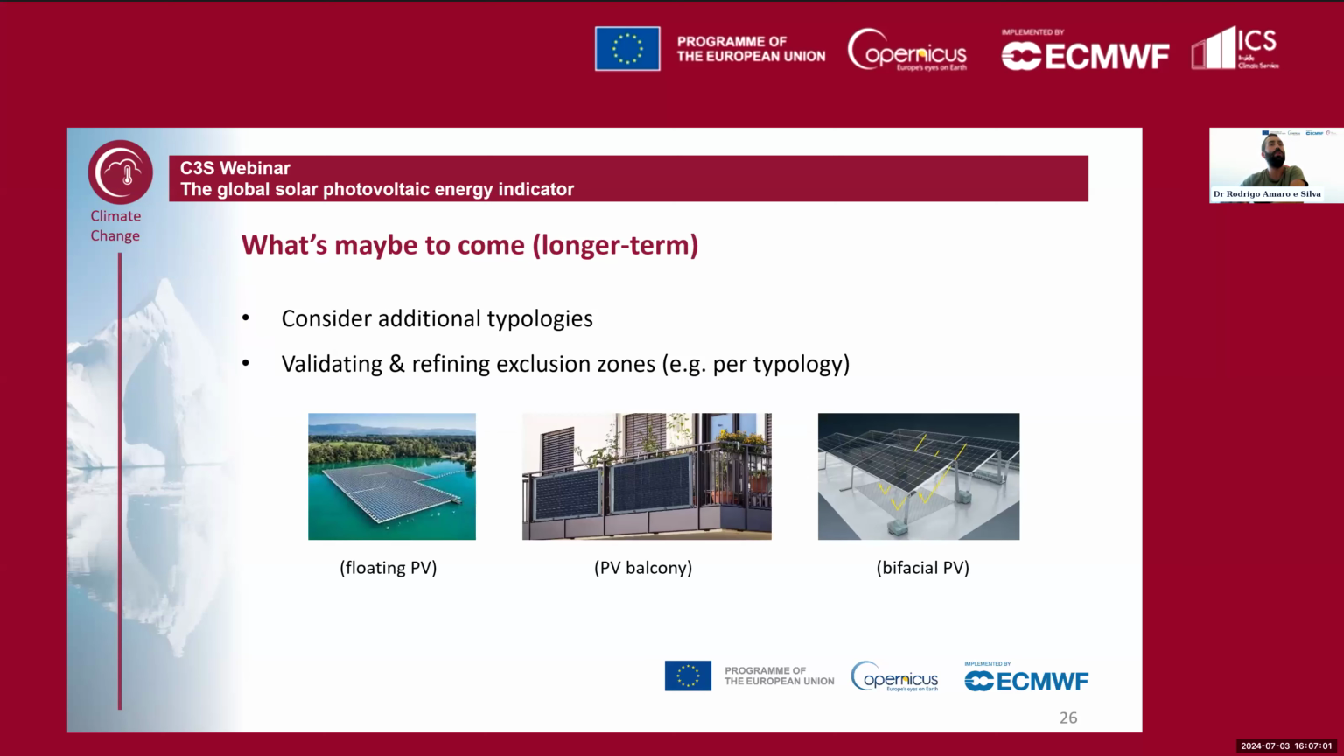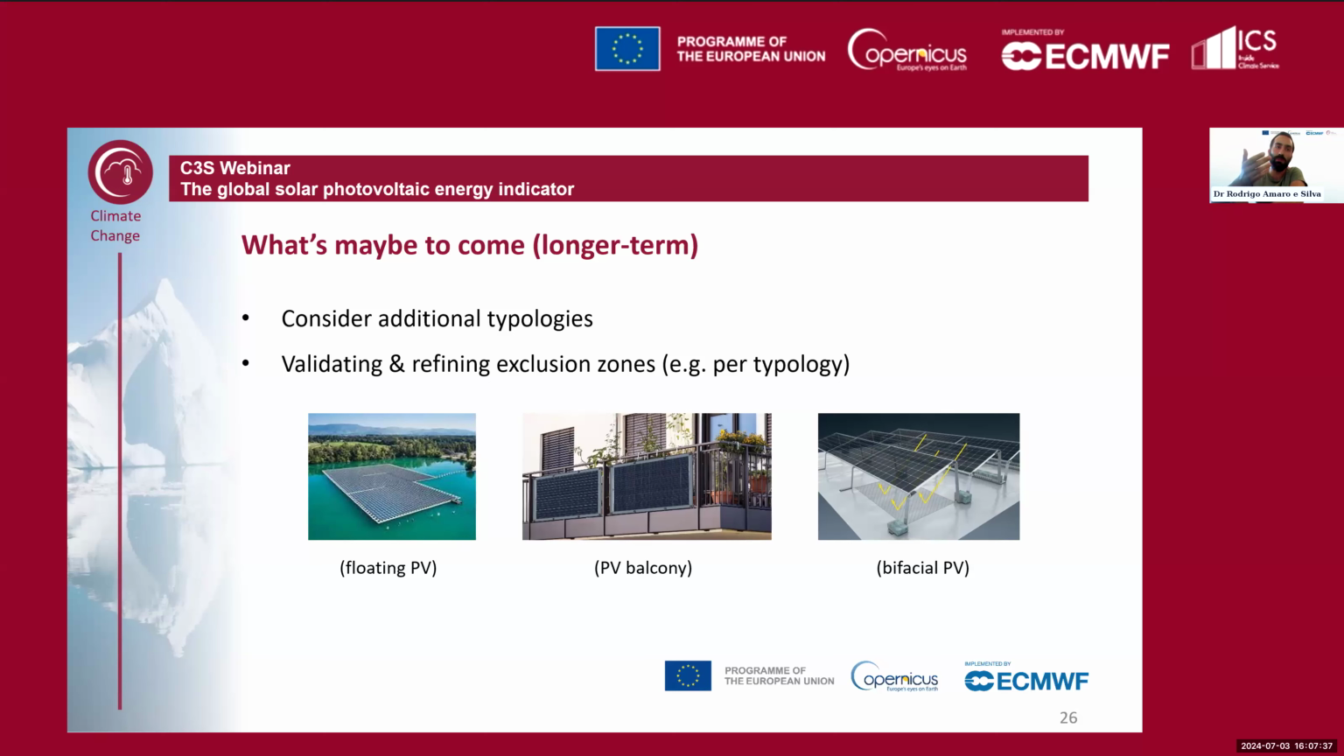On the longer term, and just to be fully honest, not 100% sure, at least the first point is quite likely. We are looking at considering later additional typologies, because PV is a quite dynamic element, which every month seems to be popping up in a different setting. And so now we're having also floating PV, PV balconies, and bifacial PV. And consider the refining of the exclusion zones by having maybe per typology exclusion zones.